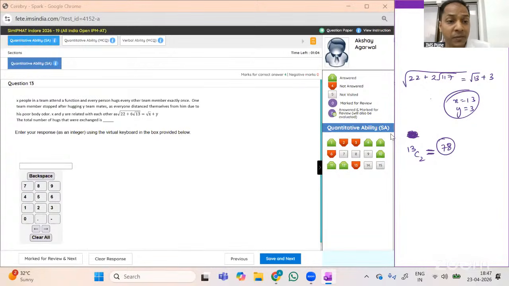But one person stopped after 3 hugs. So that means that person did not do the other 9 hugs because every person will hug 12 other people. So therefore, that person did not do 9 hugs. So that will give me the answer as 69. Thank you very much.